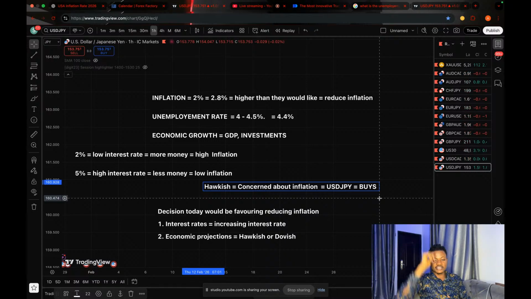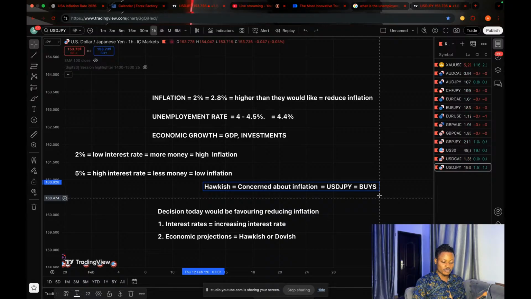You understand? But if he comes and says the economy is balanced, we are not really worried about everything, everything seems to be normal, but there's just a little bit of concern about inflation, but we are going to be monitoring it for now, and we may increase interest rates in future, we may, if inflation doesn't reduce within the next couple of months. So you see, he's talking about them likely increasing interest rates. You understand? Because they are slightly concerned about inflation, slightly.